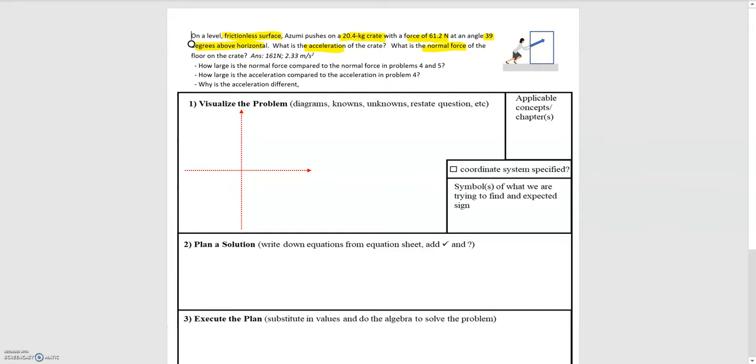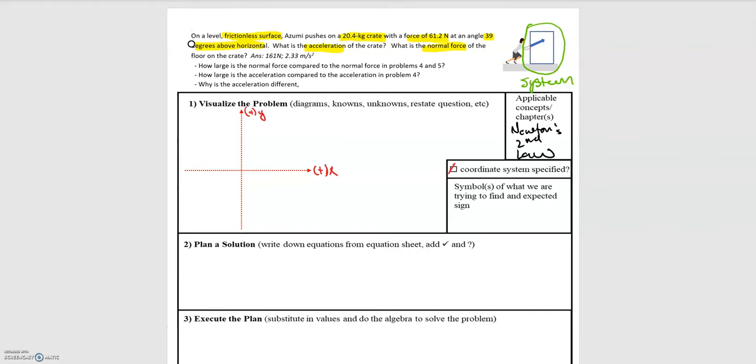So this is a Newton's second law problem. Let's start by defining our coordinate system, which we should be doing every time at the start. I'm going to have up be the positive y direction, and to the right be the positive x direction. So that's done. Our next step is we need to choose what our system is. So we are looking for the acceleration of the crate and the normal force acting on the crate. So we're dealing with forces acting on the crate. So our system must be the crate.